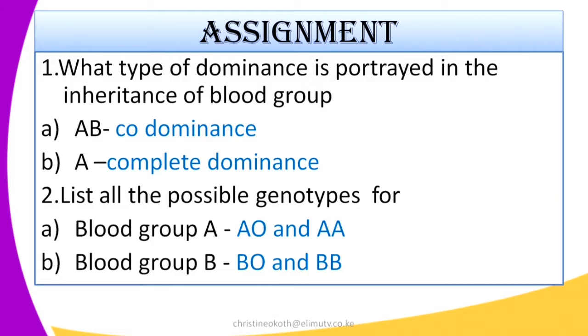Then question number 2, list all the possible genotypes for the blood group A. So the genotype is the genetic makeup. So the genetic makeup of blood group A can either be AO, A is the dominant, so it will be more expressed, or it can be AA, having both alleles A and A. Then in blood group B, it can either be BO, B is more dominant than O, so the blood group will be B, or it can be BB. So those are the genotypes.